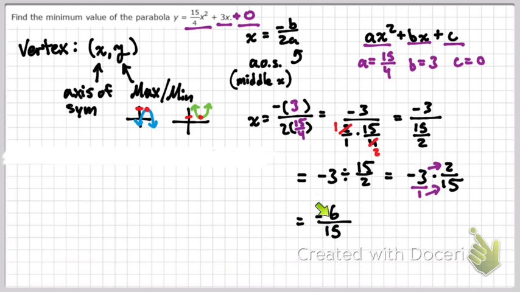Now this fraction can be simplified. I can divide the top number and the bottom number by the same number, which is 3. And so I get -2 over 5. Now this is our AOS. This is our axis of symmetry.